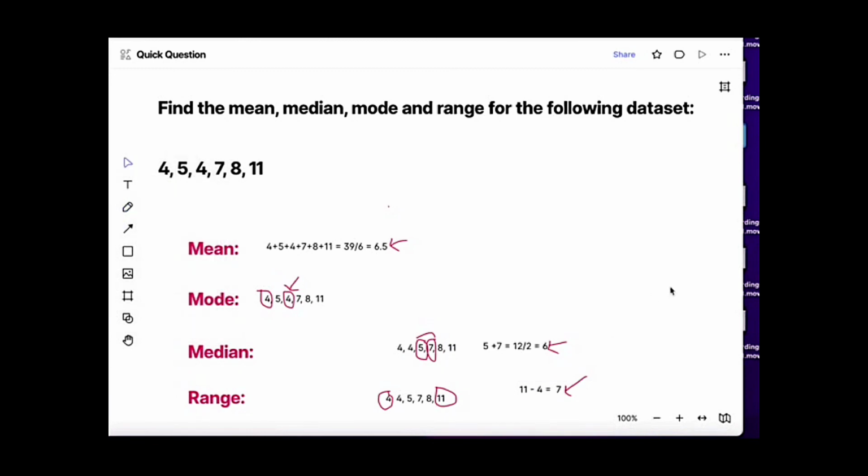So the question said, find the mean, the median, the mode, and the range for the following data set. And we came up with the mean was 6.5. The mode was 4. The median was 6. And the range was 7. And that is how we calculate mean, median, mode, and range in our data sets.